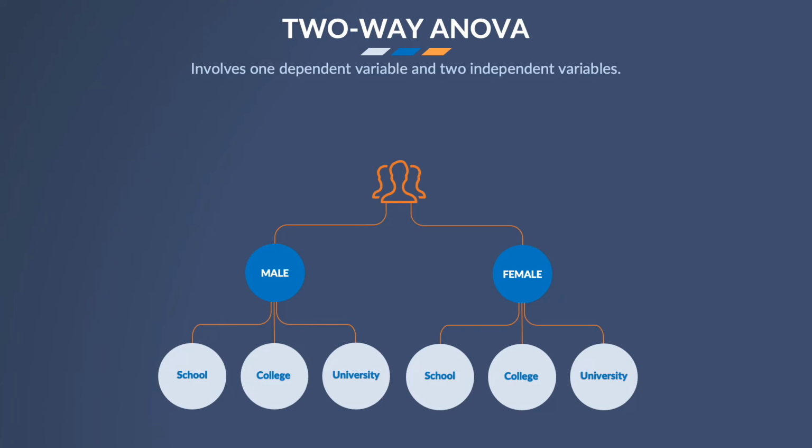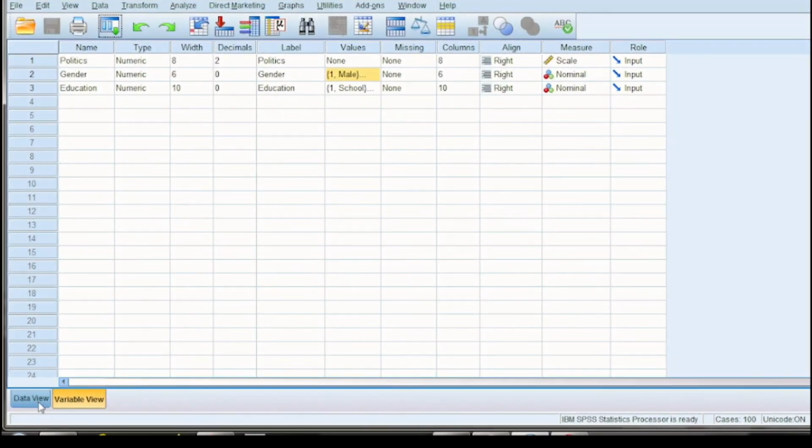Since we have two independent variables, we must perform two-way ANOVA test. The biggest advantage of ANOVA test is that it offers the flexibility of comparing variables with different scales of measurement. For instance, gender is a dichotomous variable with two options, that is male and female in our case, whereas education is nominal with multiple choices like school, college and university. I will now demonstrate how to perform it in SPSS.